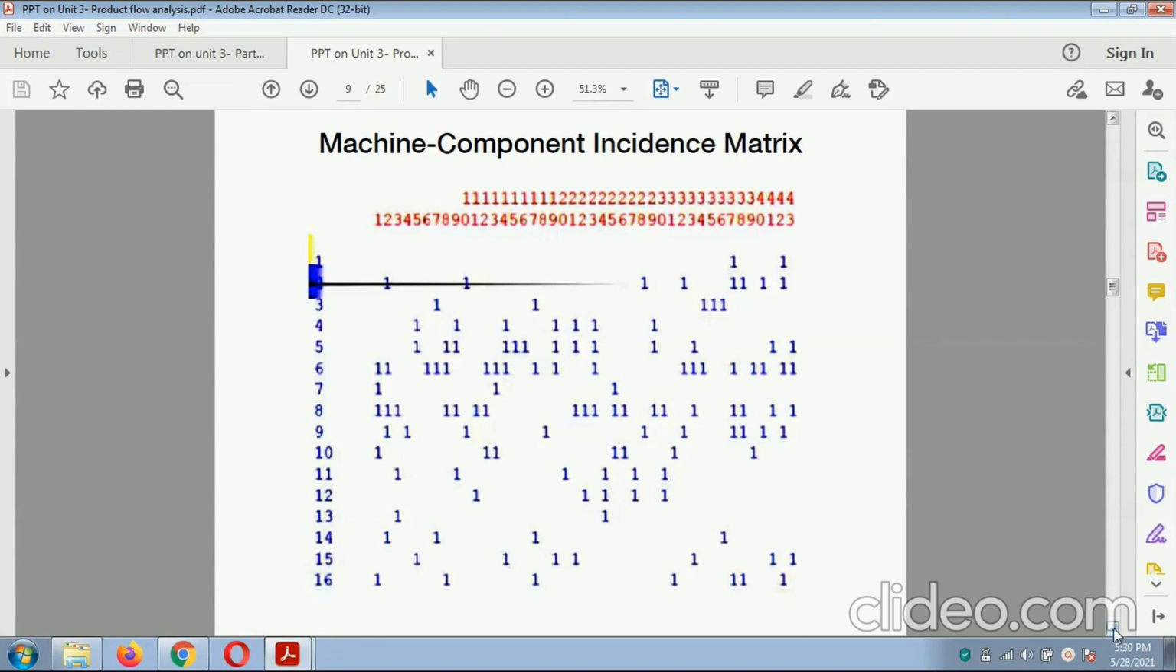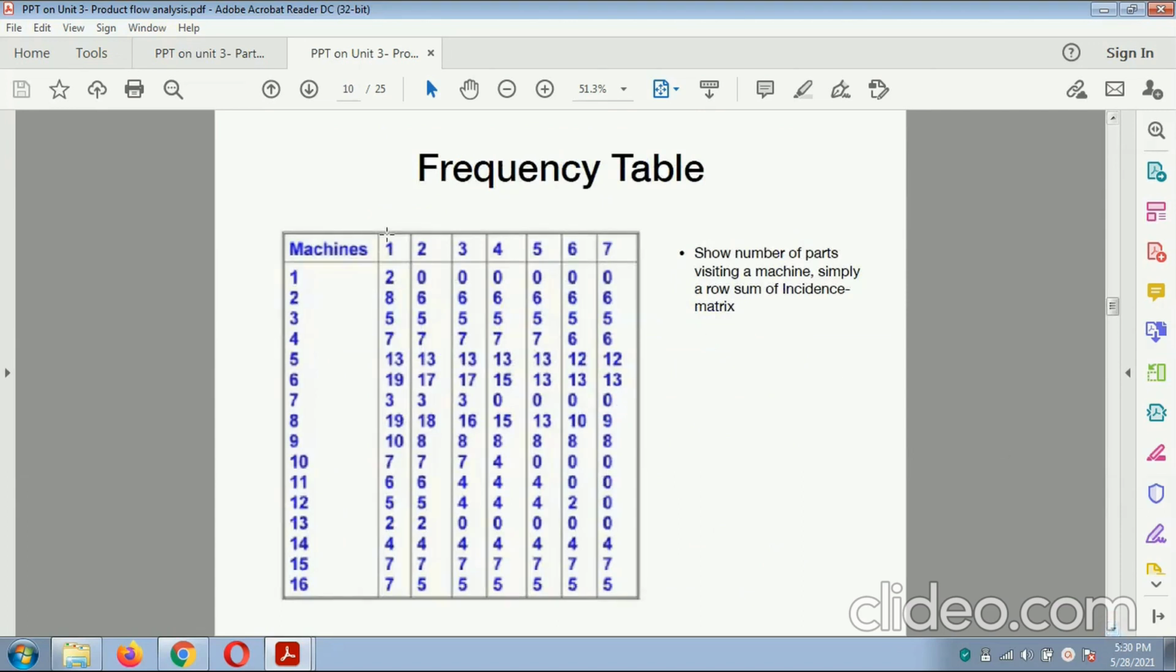So that is the matrix. The frequency table segregates the material, and the segregated material can be combined with respect to this frequency table. For machine 1, product 1 is 2 times; machine 2, product 1 is 8 times; machine 3, product 1 is 5 times. In this way the matrix is calculated.